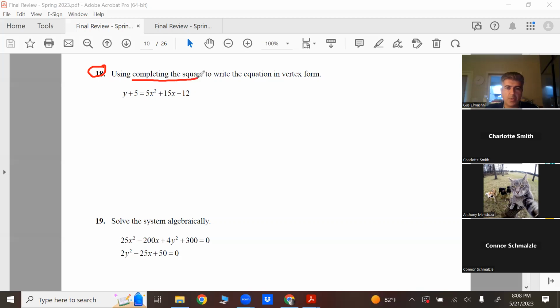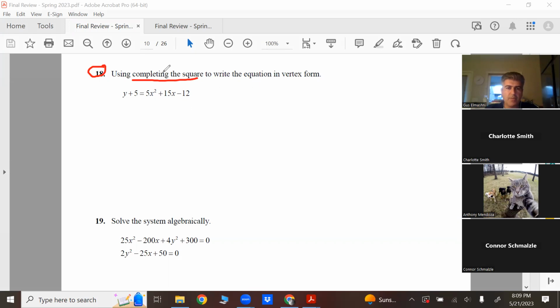So here it asks you to complete the square and write this in vertex form. I probably won't ask a question just like that on the final, but what I will ask is: here's a parabola not in standard form, write it in standard form, tell me all the stuff about it, and graph it. So it's a skill you definitely need to know. Here's how you do it.